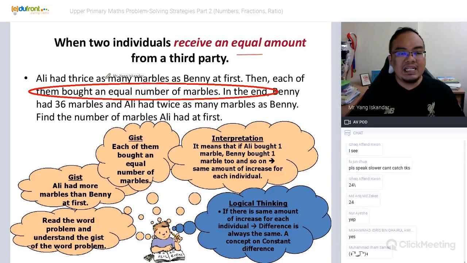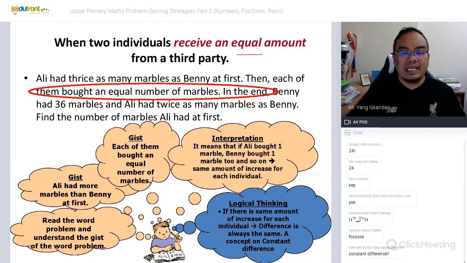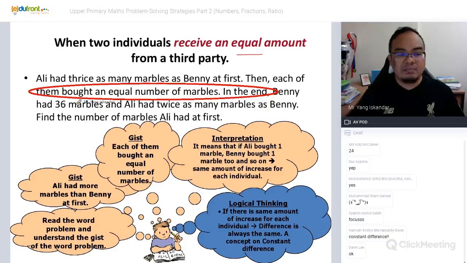Okay, Ali had twice as many marbles as Benny at first. Then each of them bought an equal amount of marbles. In the end, Benny had 36 marbles and Ali had twice as many marbles as Benny. Find the number of marbles Ali had at first.